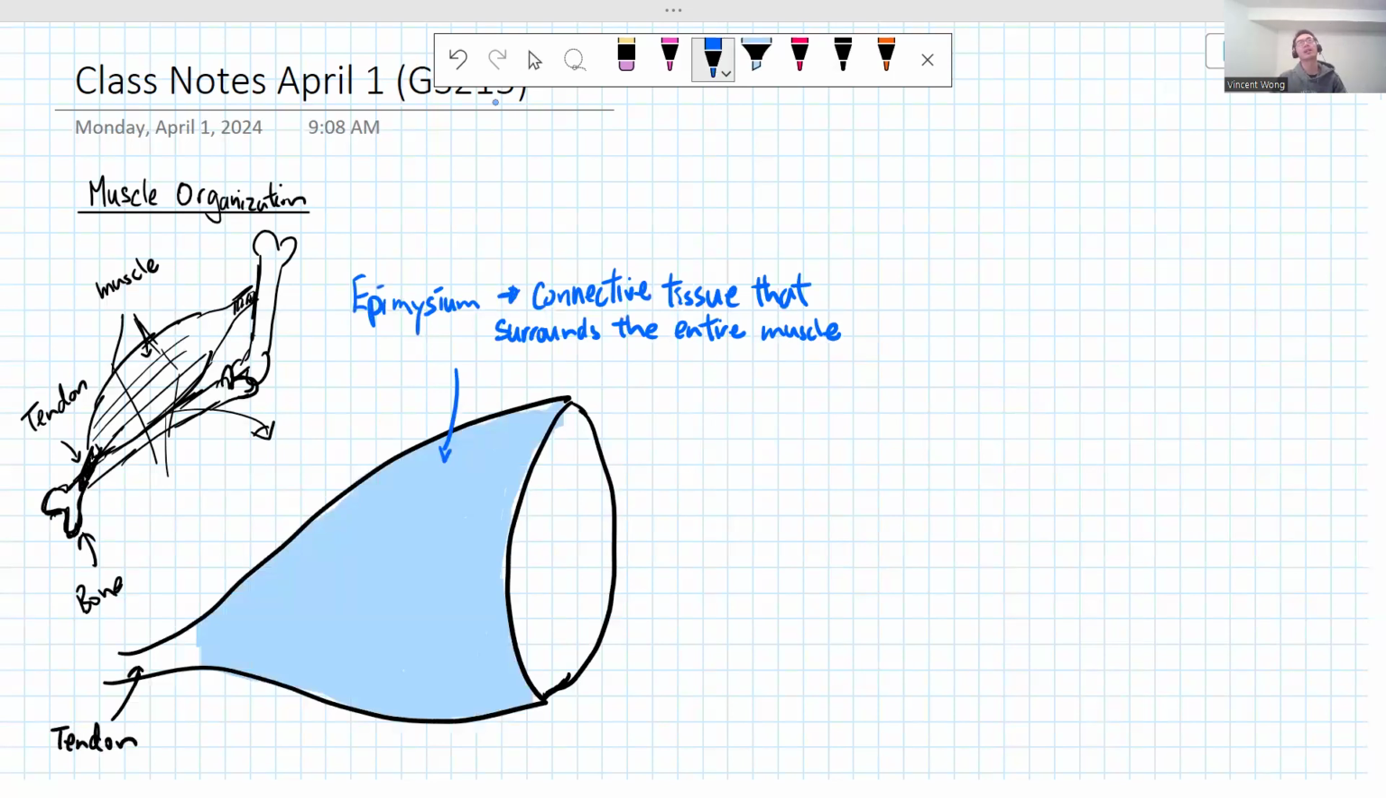Okay. Sometimes you see it when you buy meat. Like there's this membrane, almost like a transparent membrane thing that you can peel off, like on a chicken breast or something. Okay. Or if you eat ribs, you can peel that layer off. That's the epimysium. Covers the entire muscle.